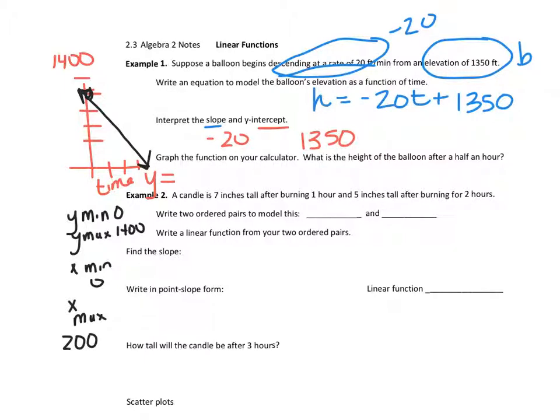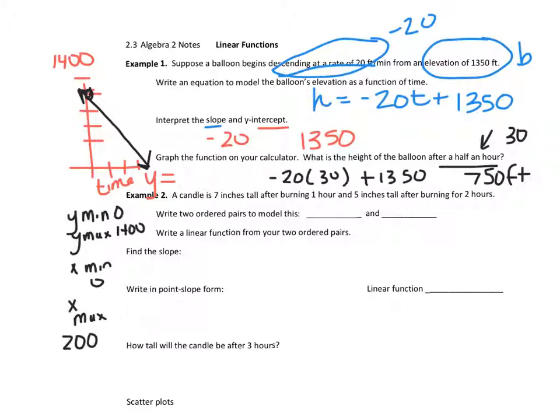What is the height of the ball after a half an hour? So half an hour is going to be 30 minutes. So you're going to plug in 30. So it's negative 20 times 30 plus 1350. So that is going to be 700, I believe. So negative 600 plus 1350, 750, yep. So 750 feet for the balloon.